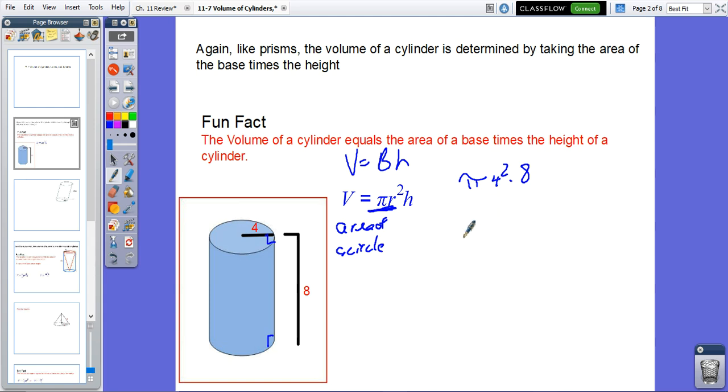We will go ahead and square our radius first. So we've got pi times 16 times 8. And then when you multiply that, you get 128 pi. And this is in units cubed because we're looking at volume. Let's look at this next one right here.